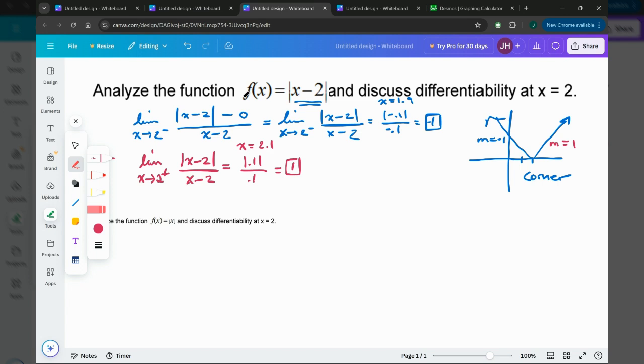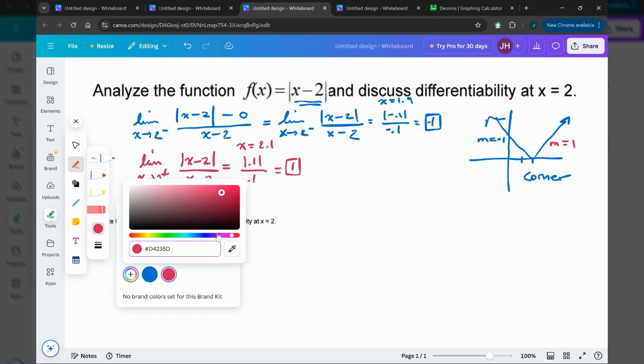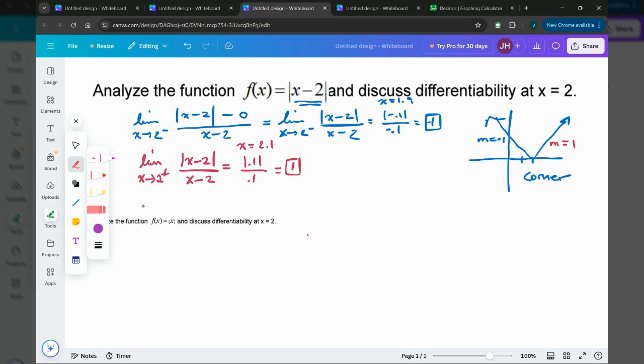It is 1. But we've already said, if the limit from the left-hand side does not equal the limit from the right-hand side, then this limit can't exist. Well, here the limit from the left is negative 1. The limit from the right-hand side is 1. So this limit cannot exist. Okay? So the limit as x approaches 2 of the absolute value of x minus 2 over x minus 2 does not exist. But guys, this is representing the derivative at 2.